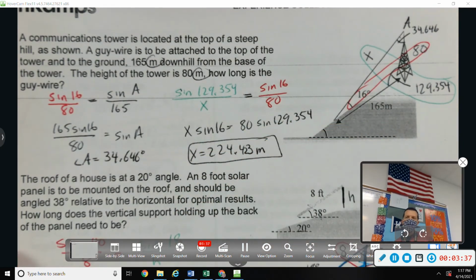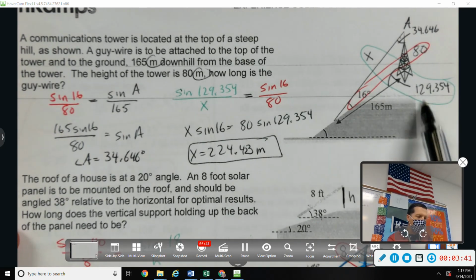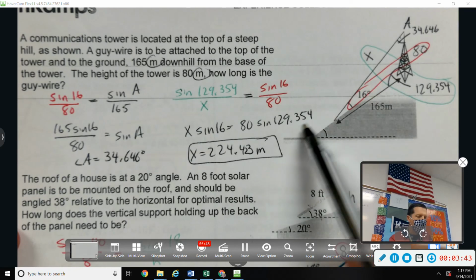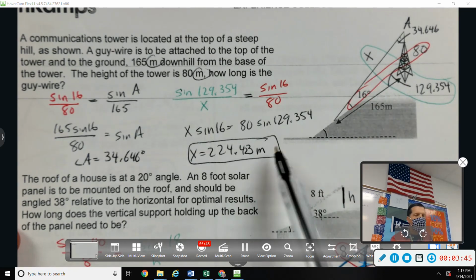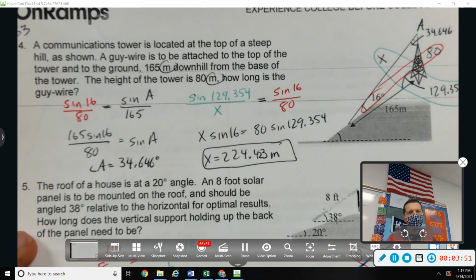220 meters seems like a lot, but 80 and 120, those are big. That's an obtuse angle there, so this is going to be the longest side. So 224 seems to make sense. Again, always look at your answer and make sure it kind of fits with the problem.